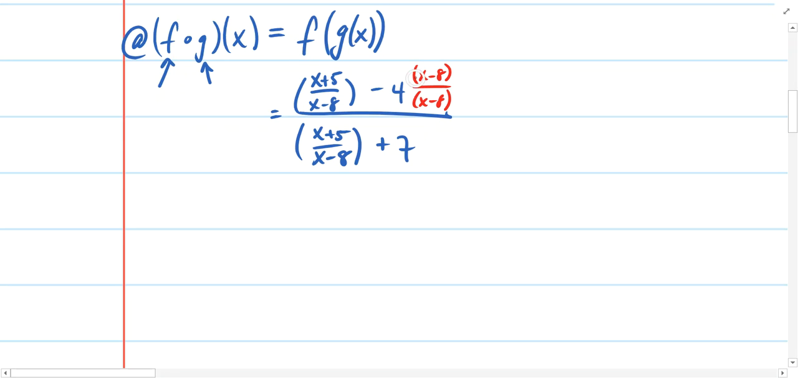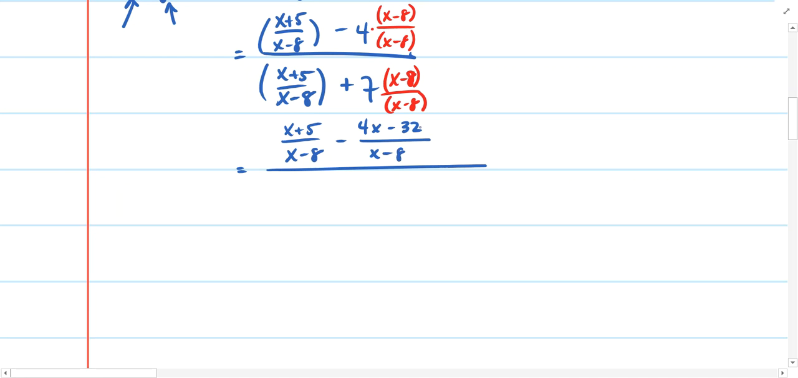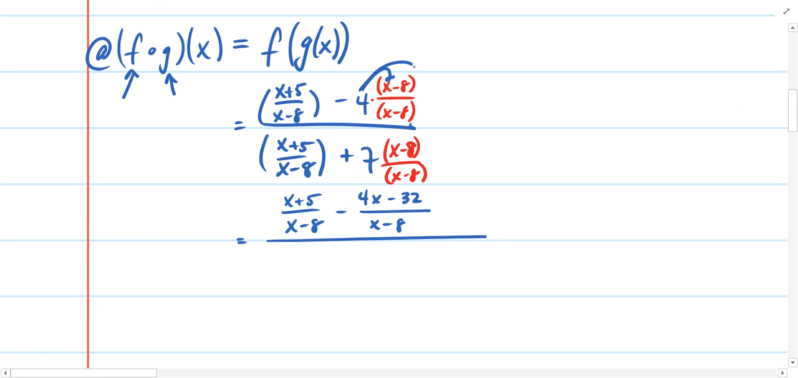So clearly x minus 8 over x minus 8 is equal to 1, and 4 times 1 is still 4. But by multiplying by x minus 8 over x minus 8, that's going to change the way the 4 and the 7 look, so that we can have a common denominator and combine the fractions in the numerator and the fractions in the denominator. So in the numerator, we still have x plus 5 over x minus 8, and from that we're subtracting 4x minus 32 over x minus 8. And I'm getting that 4x minus 32 because I'm distributing 4 into x and 4 into negative 8.